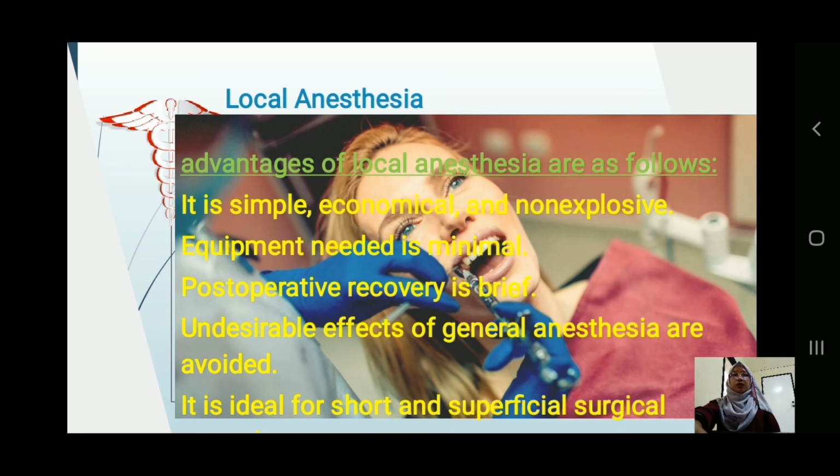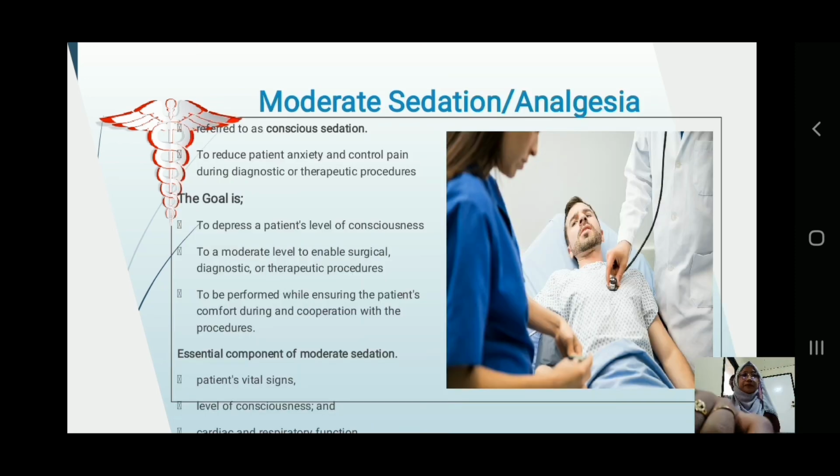So we have local anesthesia. Local anesthesia is numbing a specific region of the body. The advantages of local anesthesia are as follows. It is simple, economical, and non-explosive. Equipment needed is minimal. Post-operative recovery is brief, and undesirable effects of general anesthesia are avoided. It is ideal for short and superficial surgical procedures.